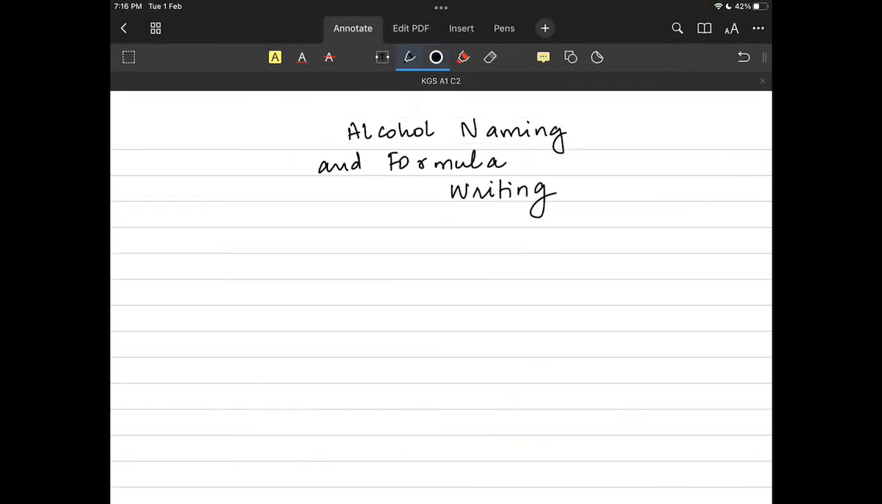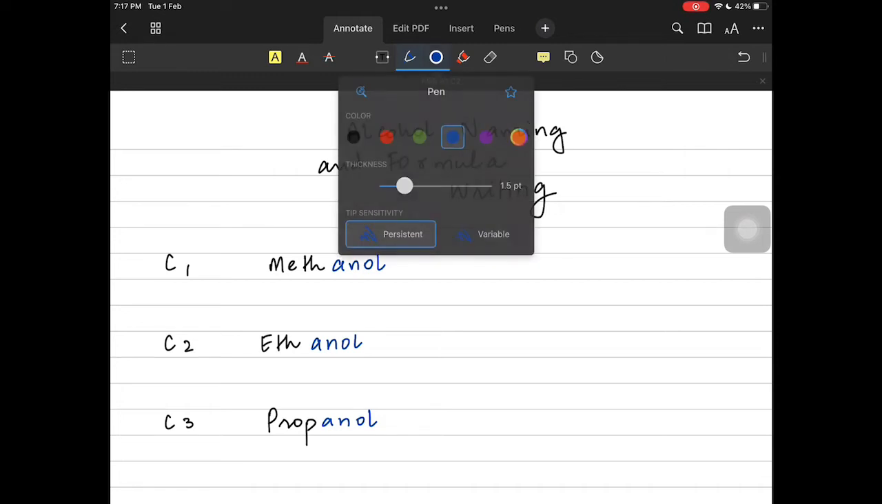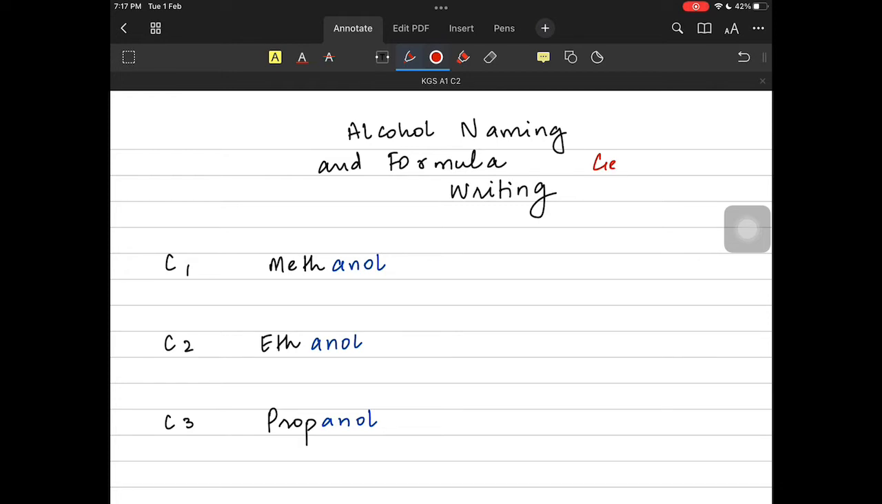Let's try some ideas on alcohol naming and their formula writing. For example, we know that carbon 1, 2 and 3 are called meth, eth and prop. So the naming of alcohol is going to be methanol, ethanol and propanol. We use the suffix ol in the end. We know that the general formula of all the alcohols is going to be CnH2n plus 1 OH. Now n could be any number.